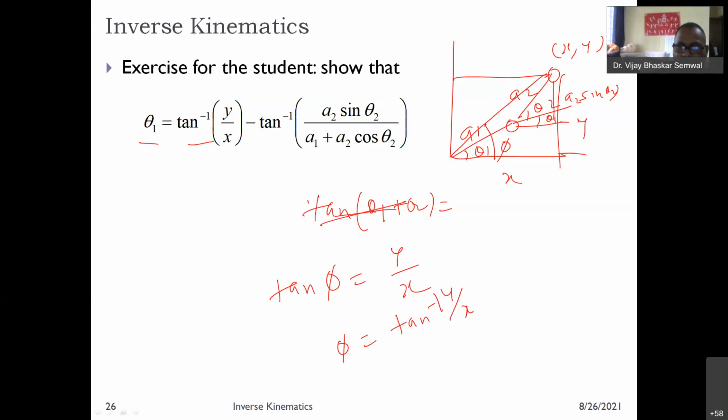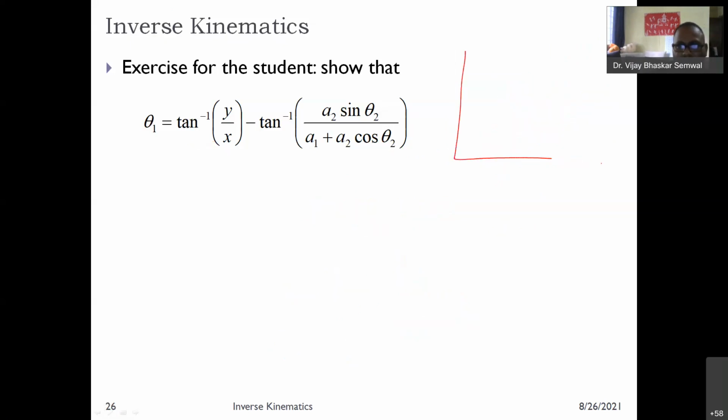What is this phi? This phi is your pi minus theta 2. Okay, this is your theta 1. So theta 1. And if you want to calculate this angle theta 2 only, then what you have to subtract from there is phi minus theta 1. Okay. Sorry. Anyone who can tell me this solution? Very easy solution.